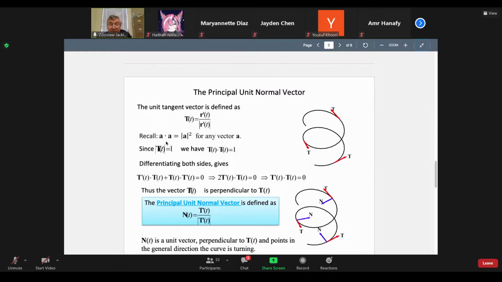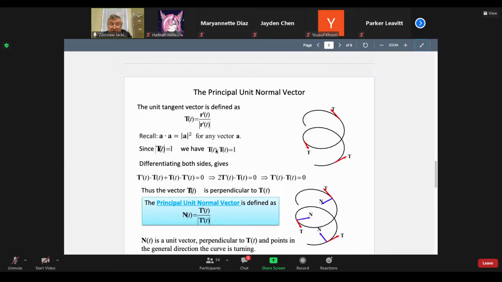Now, when you take the scalar product of a vector A with itself, that is equal to the magnitude of A squared. You remember the magnitude of A was the square root of this. So it's true for any vector. Now, of course, we know that the magnitude of the unit tangent vector is 1. So this means that the dot product of T with T is equal to 1. We have this relation: the dot product of the unit tangent vector with itself is always equal to 1.